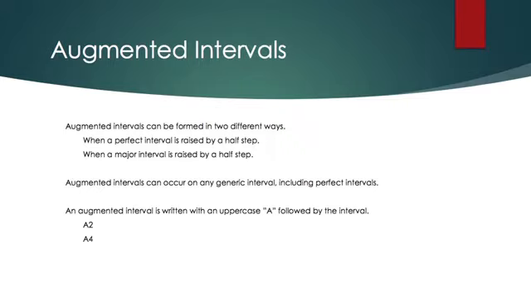Augmented intervals can occur on any generic interval, just like their diminished counterparts. And an augmented interval is written with an uppercase A followed by the interval name. So A2 or A4 or A5, A6, whatever the numerical interval it is, you have to raise that by a half step and use the augmented abbreviation for that, which is just an uppercase A.